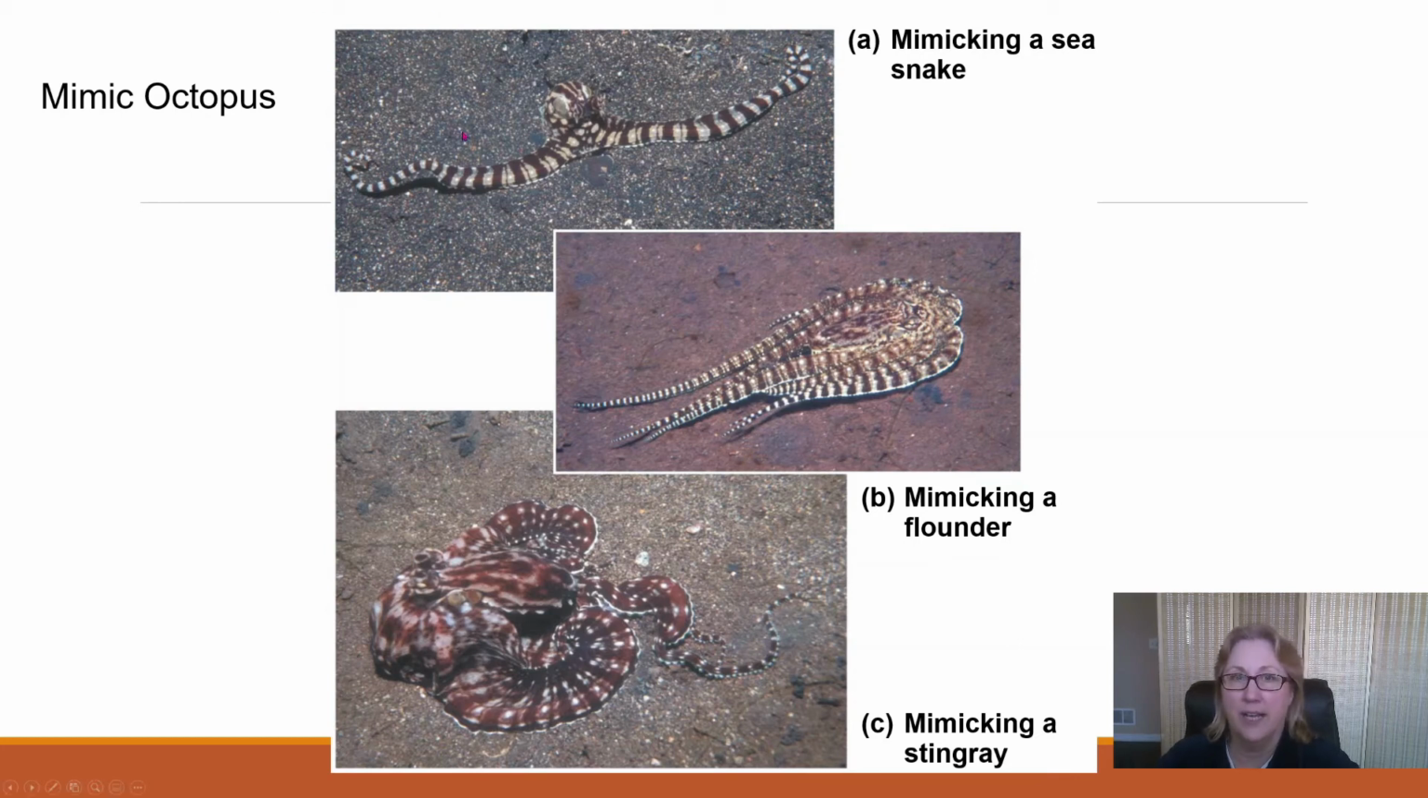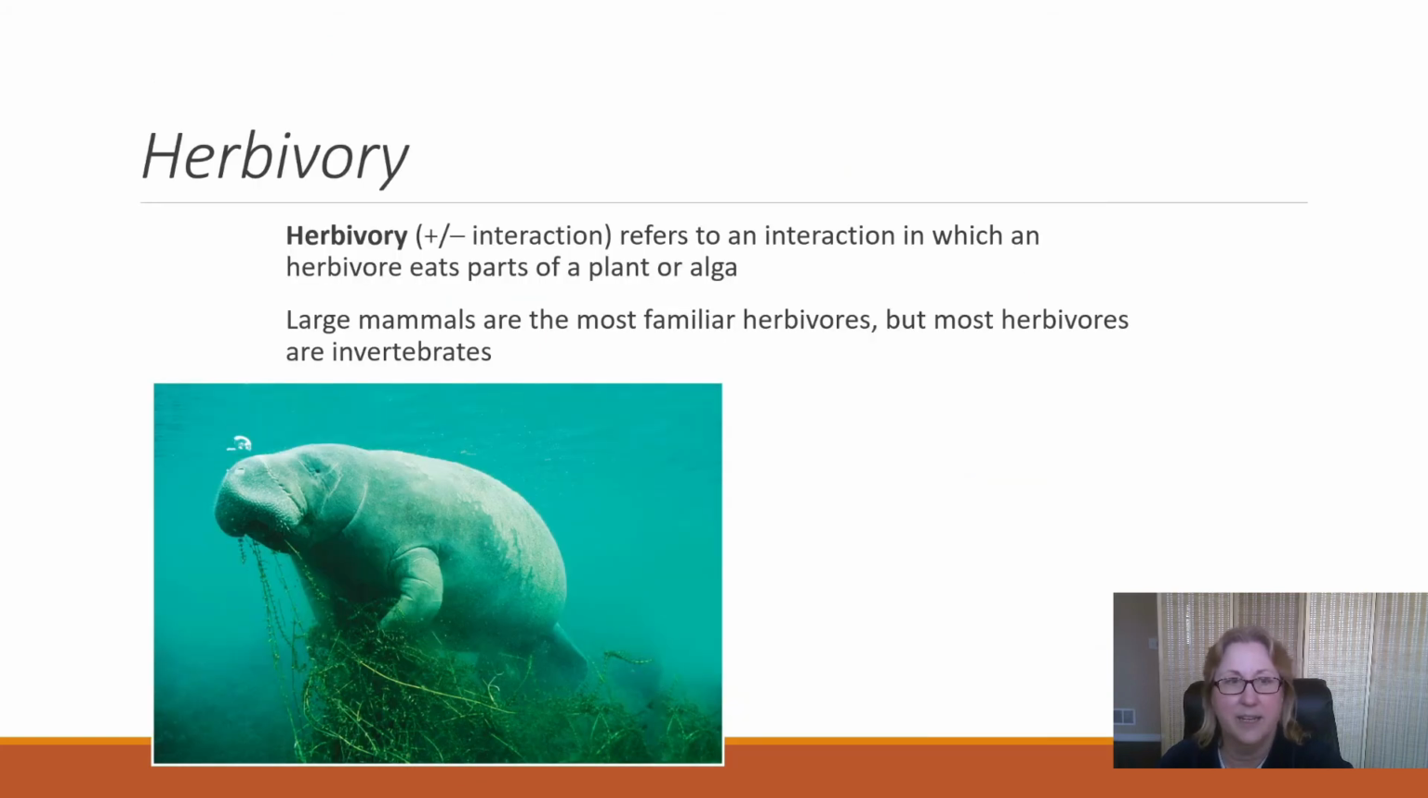So it can look like a toxic sea snake. These are all the same species of octopus. It can look like a flounder. It can look like a stingray. If it's looking like a flounder, it's probably trying to fool other fish so that they're not afraid of it. So that would be an example of camouflage that's really kind of extreme.